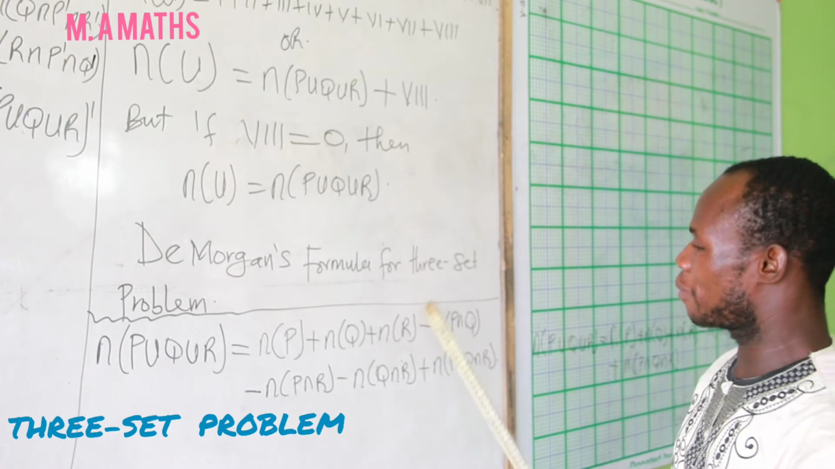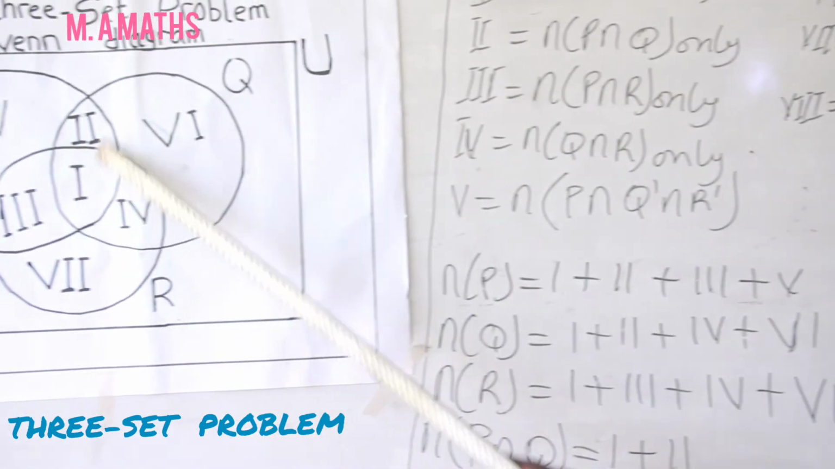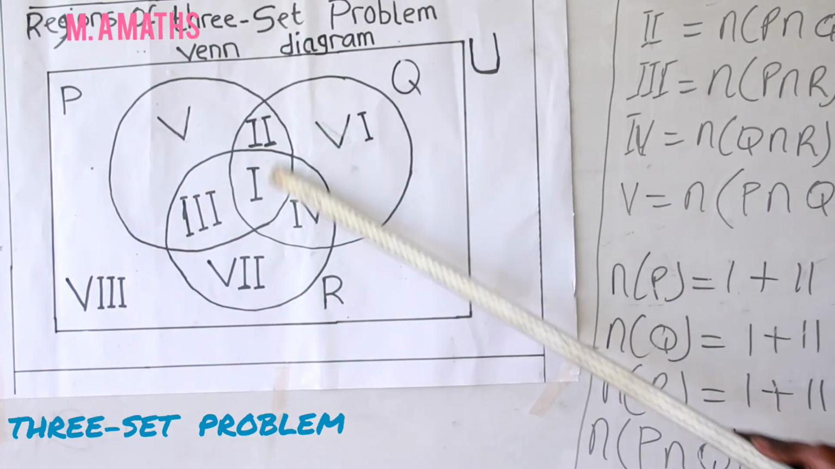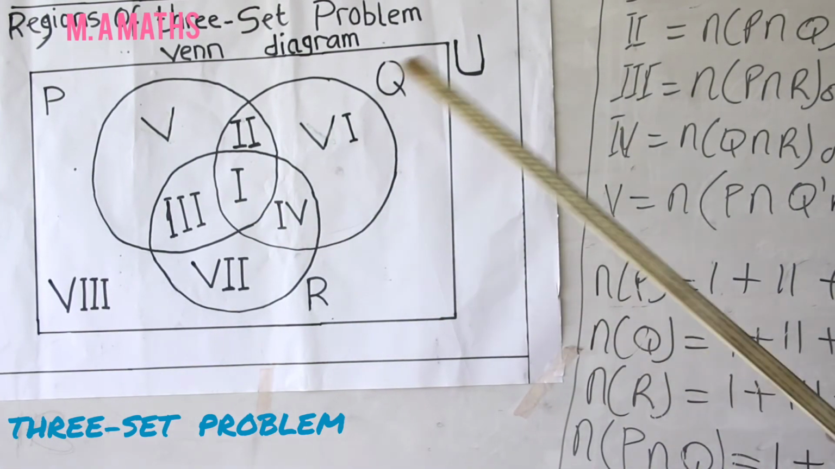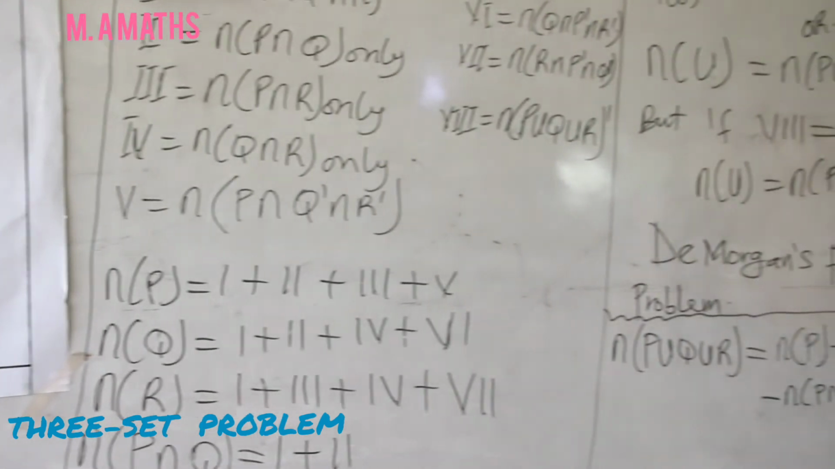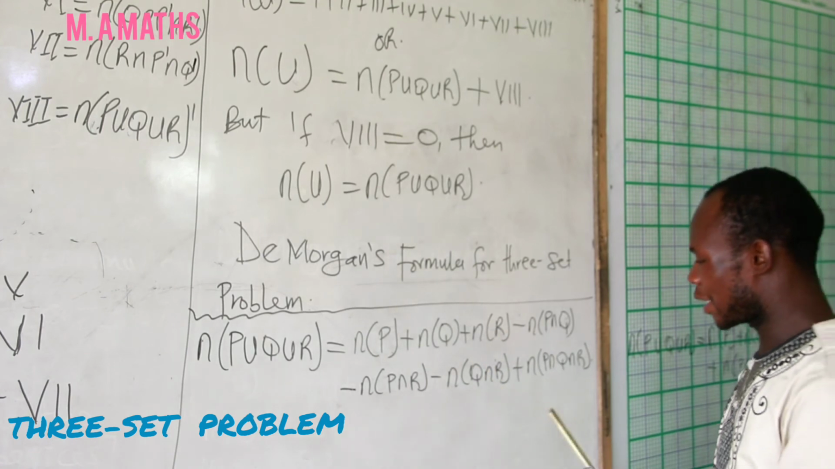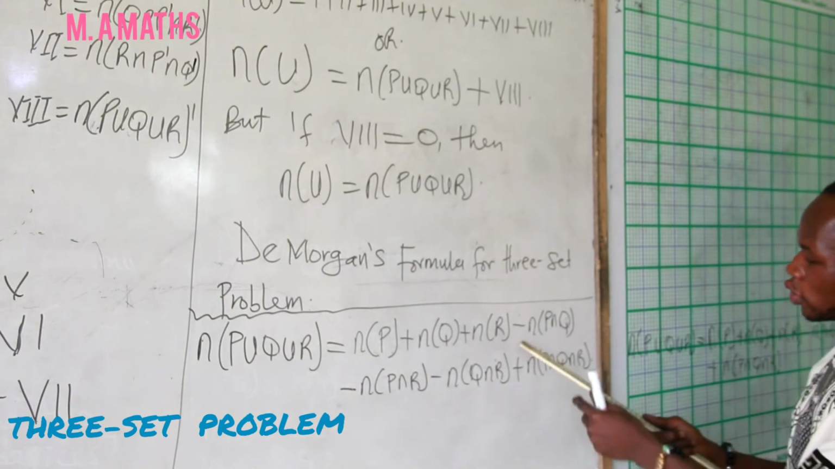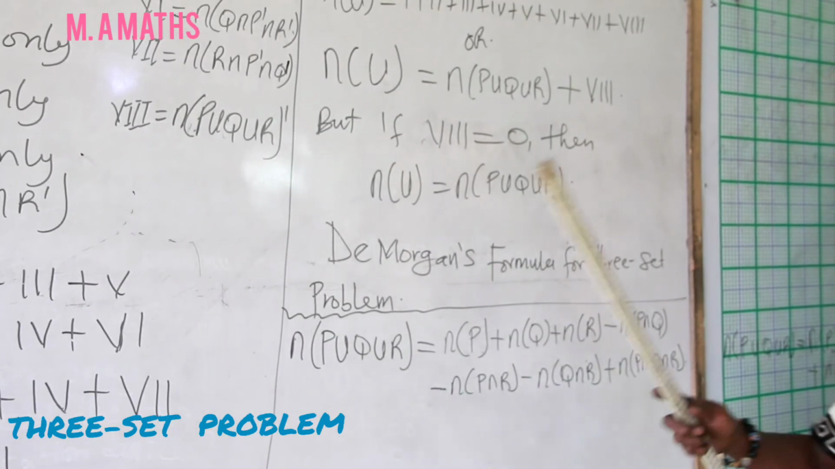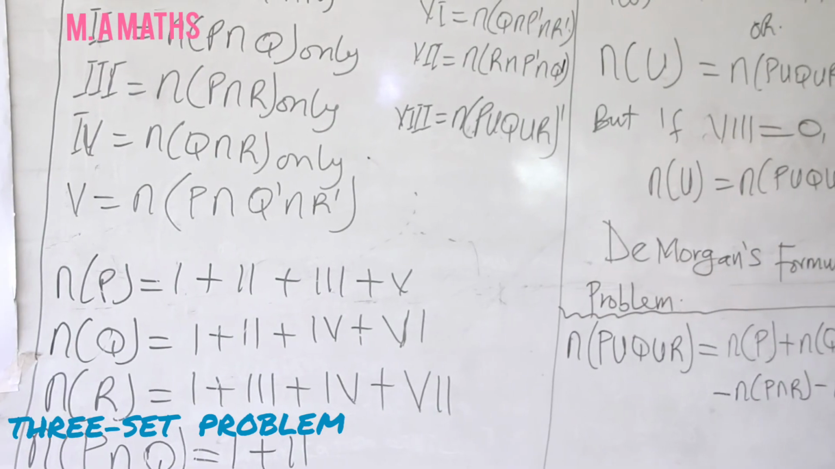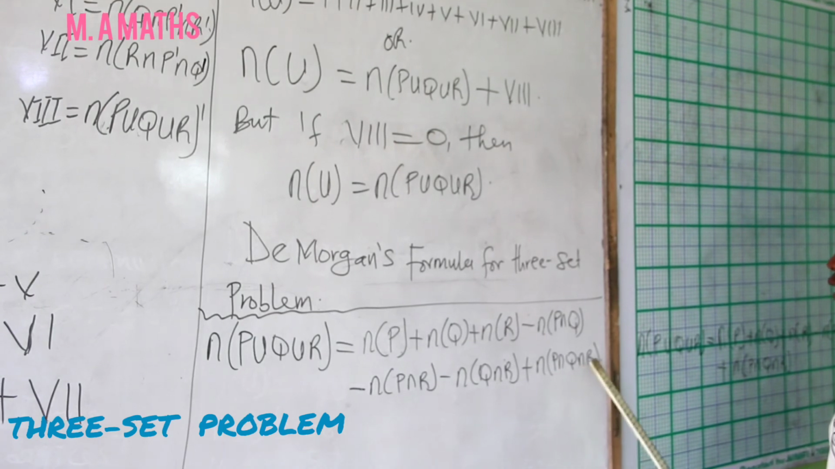You have to subtract because you have taken the regions representing P, the regions representing Q, and the regions representing R, and some of them are repeated. The subtraction of their intersections takes away the repeated ones, leaving only a single one. You also have to add back n of P intersection Q intersection R, because you have subtracted it inclusively in all of those.